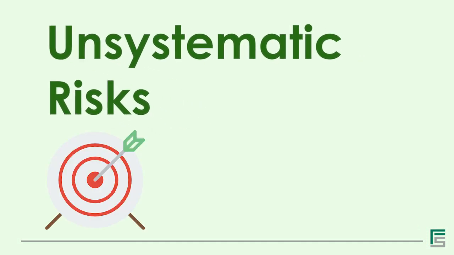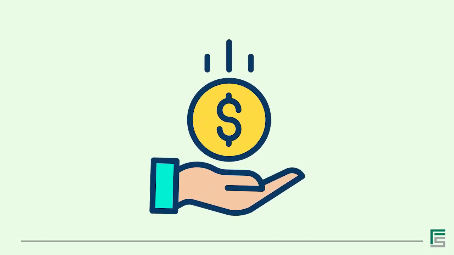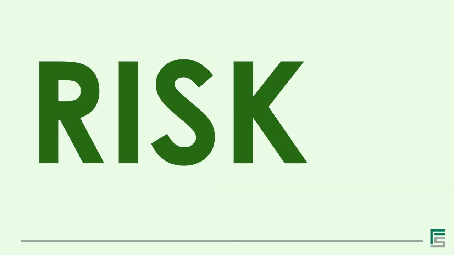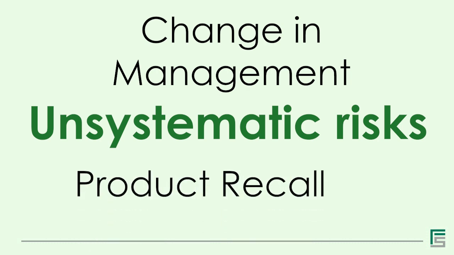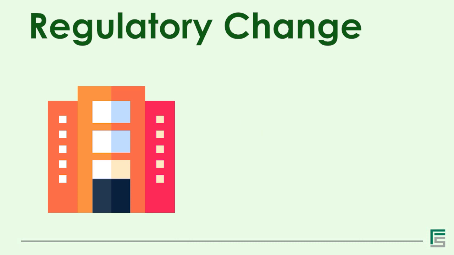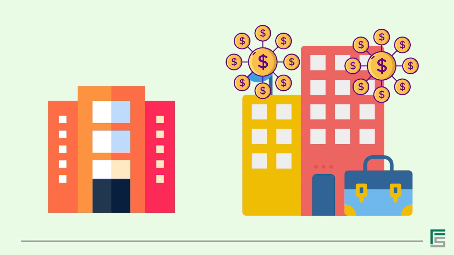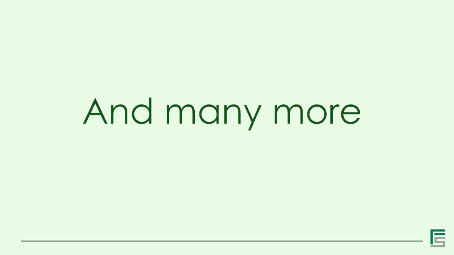Whereas unsystematic risk is quite specific, pertains to one industry, company, or a particular investment. It can be controlled, calculated, and investments can be diversified to minimize this kind of risk. Unsystematic risks include change in management, a product recall, a regulatory change that could dive down the company's sales, and a new competitor in the marketplace with the potential to take away the market share from a company, and many more.